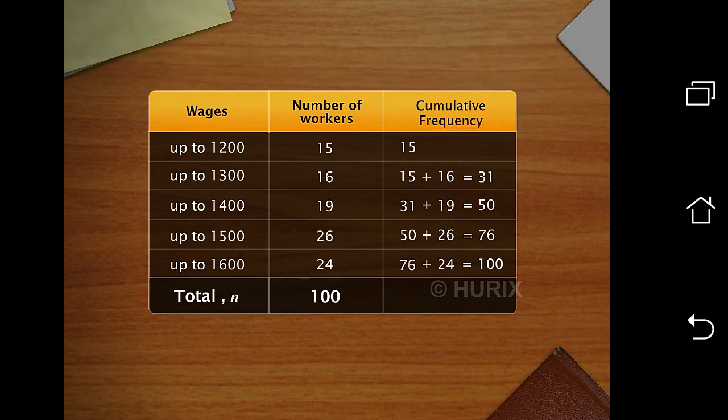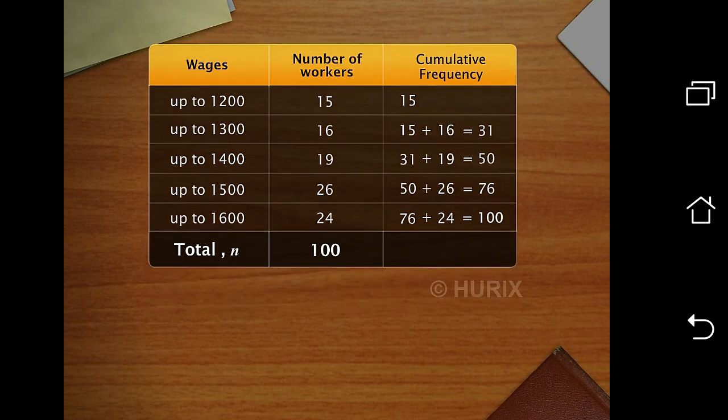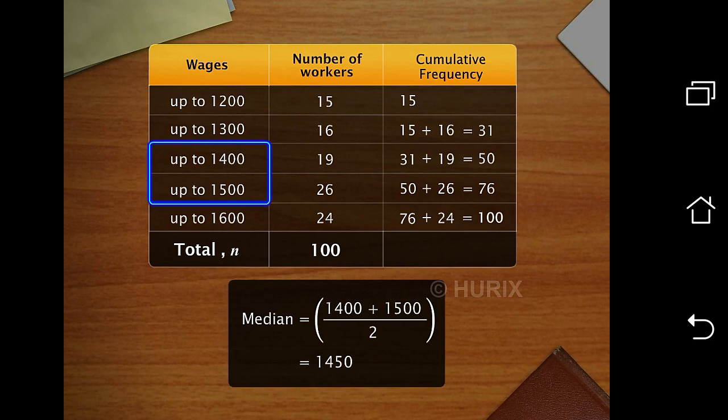Notice that the last cumulative frequency is equal to the total number of values. Why is that so? Well, the last cumulative frequency is equal to the total number of values because all of the 100 workers earn a wage of up to 1,600 rupees. So from this table we get the 50th and 51st observations as 1,400 and 1,500. And hence the median will be the mean of the two observations, which is equal to 1,450. Thus we can say that out of the total workers, 50% get wages below 1,450 rupees and another 50% get wages above 1,450 rupees.